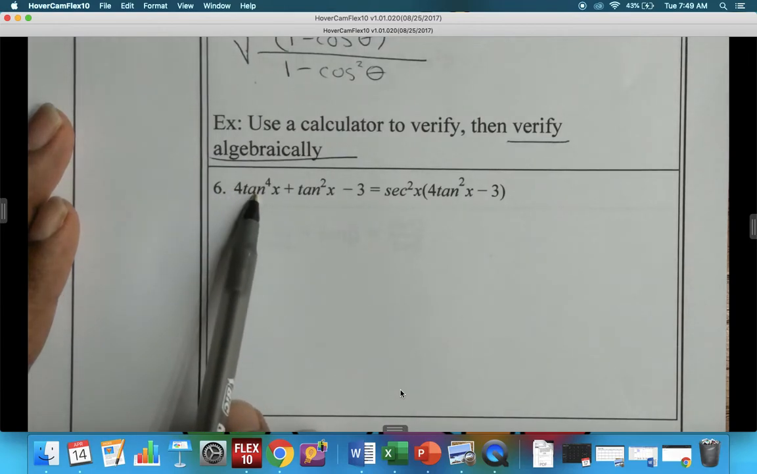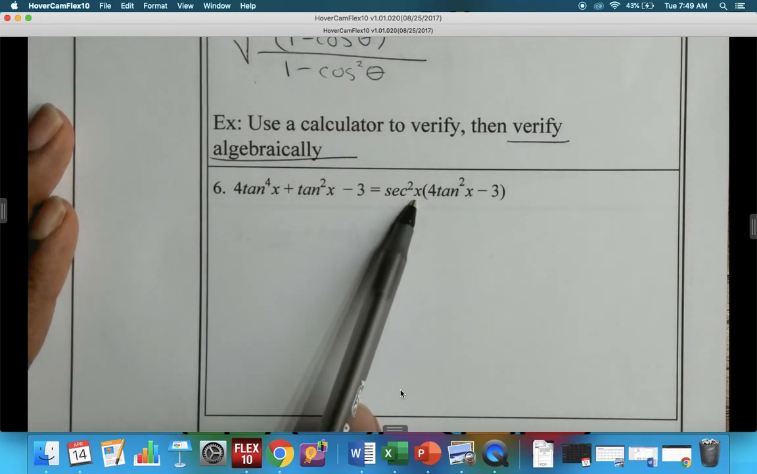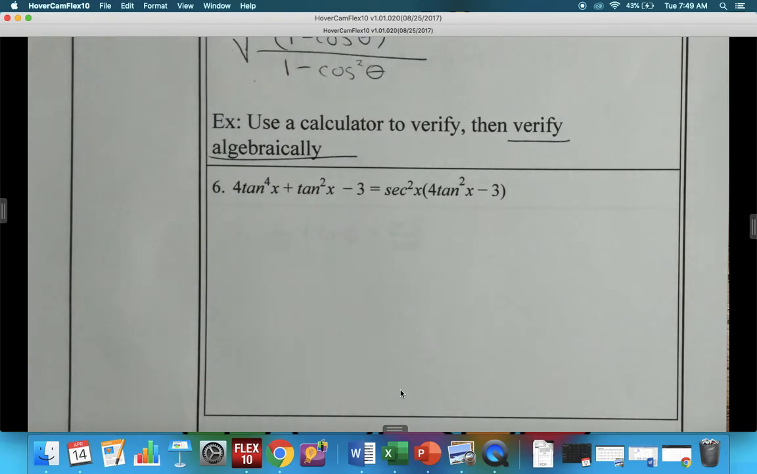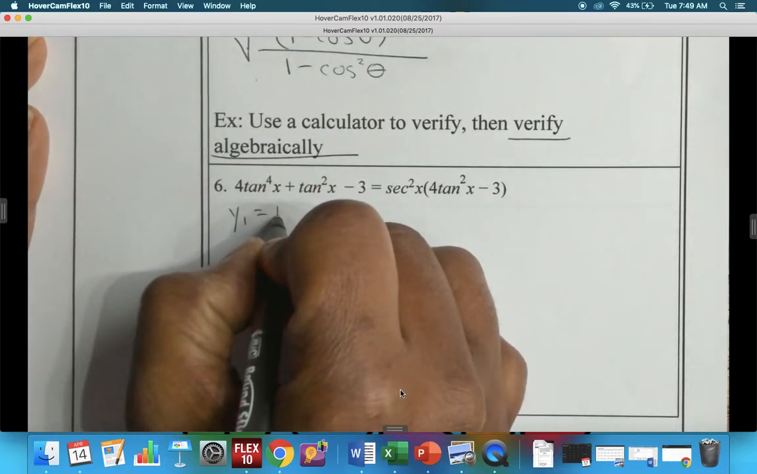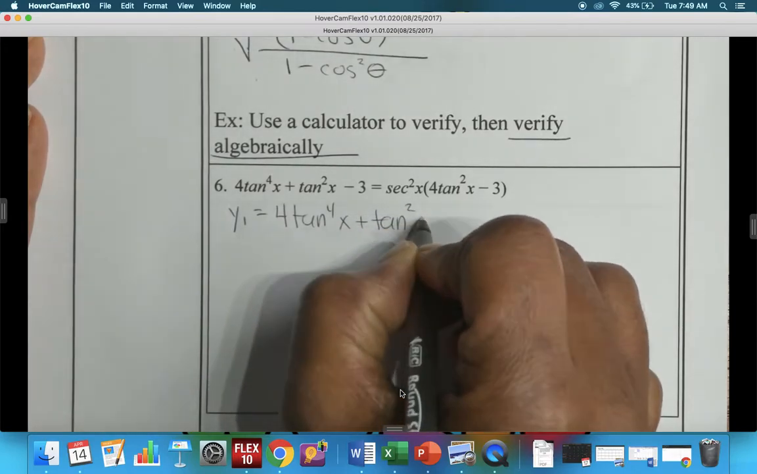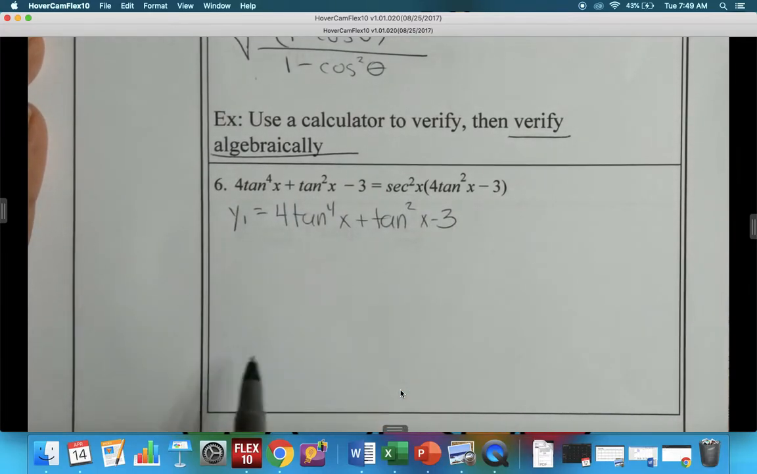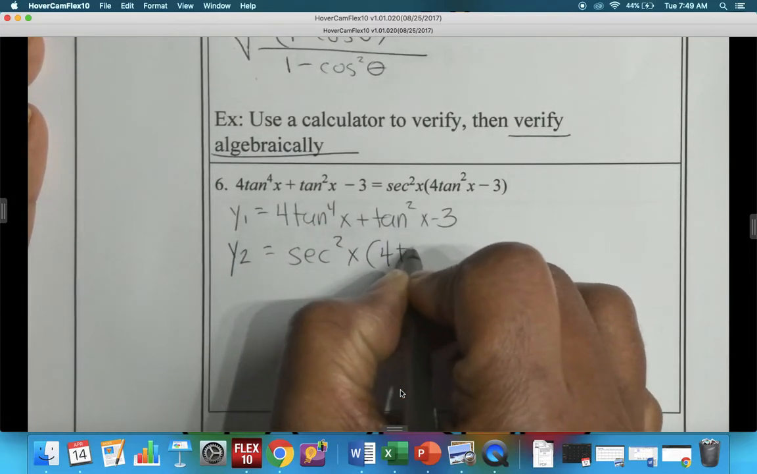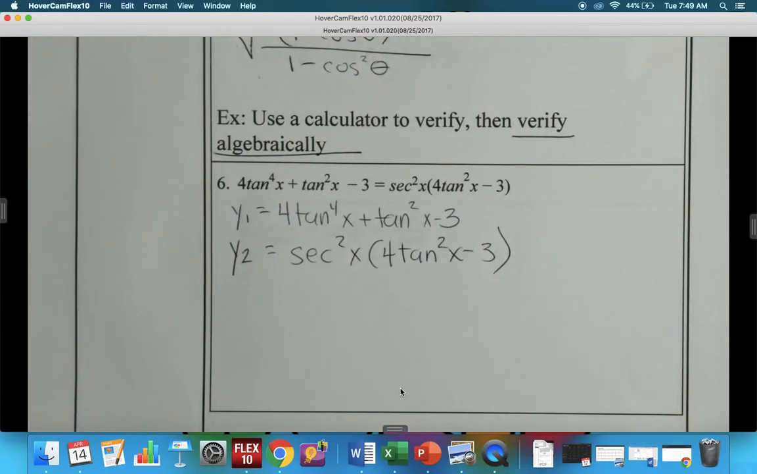So it says 4 tan to the 4th plus tan squared minus 3. This is equal to sine squared x times a quantity of 4 tan squared minus 3. If I'm using a calculator to verify, I'm trying to verify that one equation, this side here, which I'm going to write as 4 tan 4x plus tan squared minus 3, when I graph it, is the exact same picture as this equation, secant squared x. If they're supposed to be equivalent, when I graph them, the picture should be exactly equivalent. Okay. So let's go to Desmos and just look at the graphs.